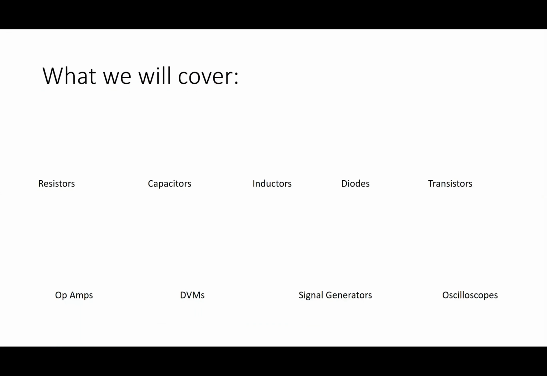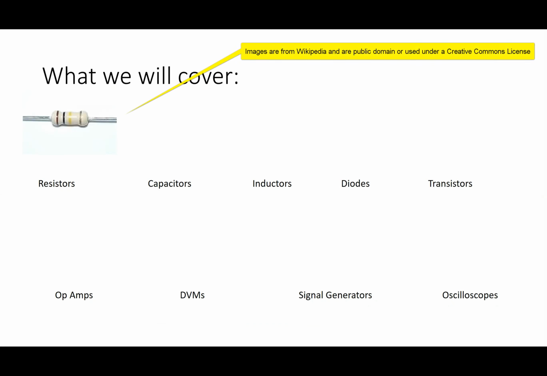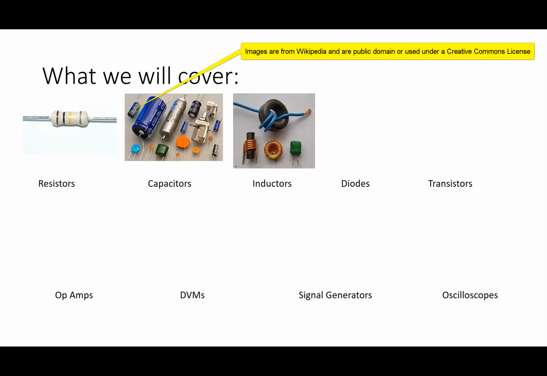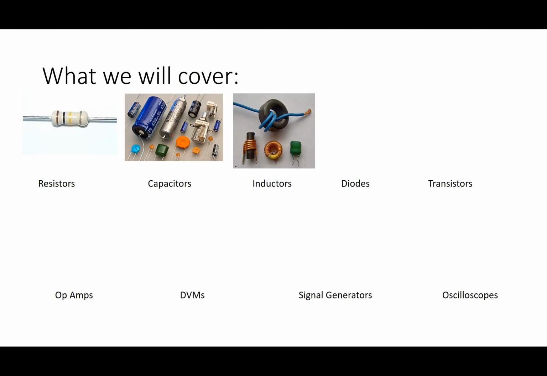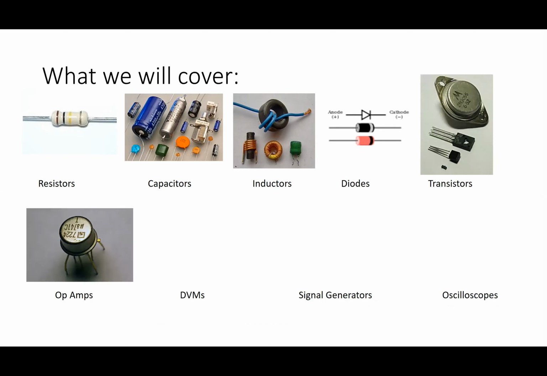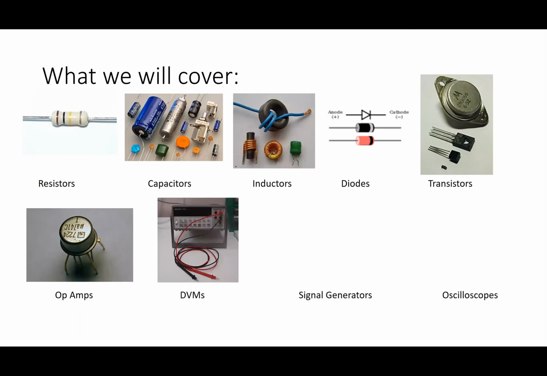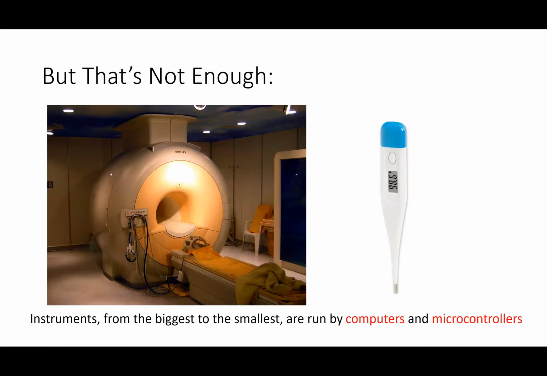We will cover what everyone covers in classes on electronics: resistors and resistor networks, reactive components like capacitors and inductors, nonlinear devices like diodes, active devices like transistors and op-amps, and the tools of the trade like the digital multimeter, signal generators, and oscilloscopes. But what's new about this class is we're going to do it using our own computer coding and our own microcontroller.